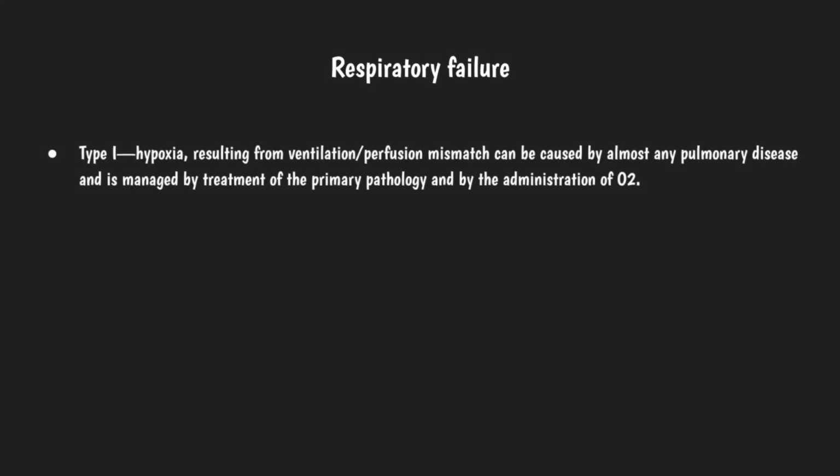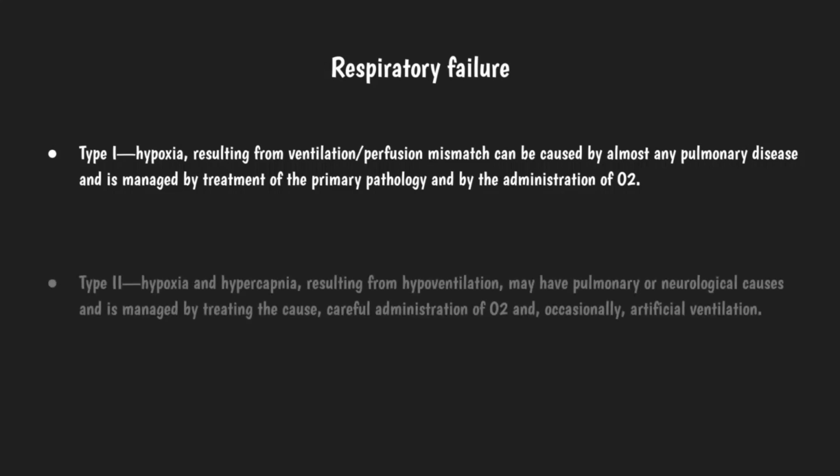As we studied earlier, there are two types of failures, type 1 and type 2. In type 1, there is hypoxia resulting from ventilation perfusion mismatch, which is caused by almost any pulmonary disease and is managed by treatment of the primary pathology and by administration of oxygen. So type 1 is because of lack of oxygen from any of the reasons which cause ventilation perfusion mismatch. And how is it managed? For management, we will administer oxygen and treat the primary pathology.